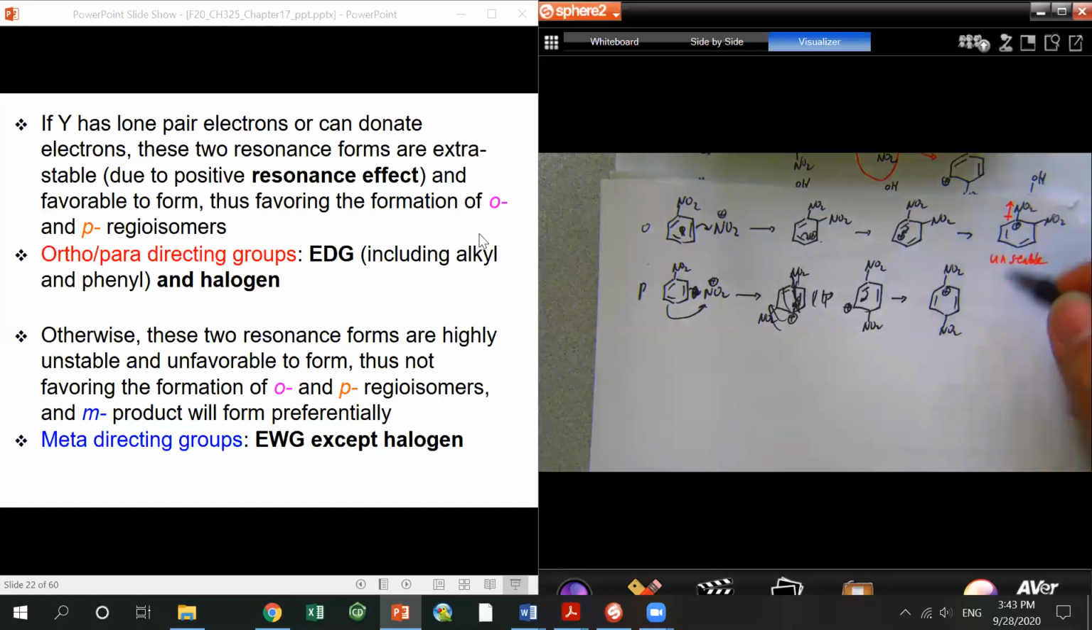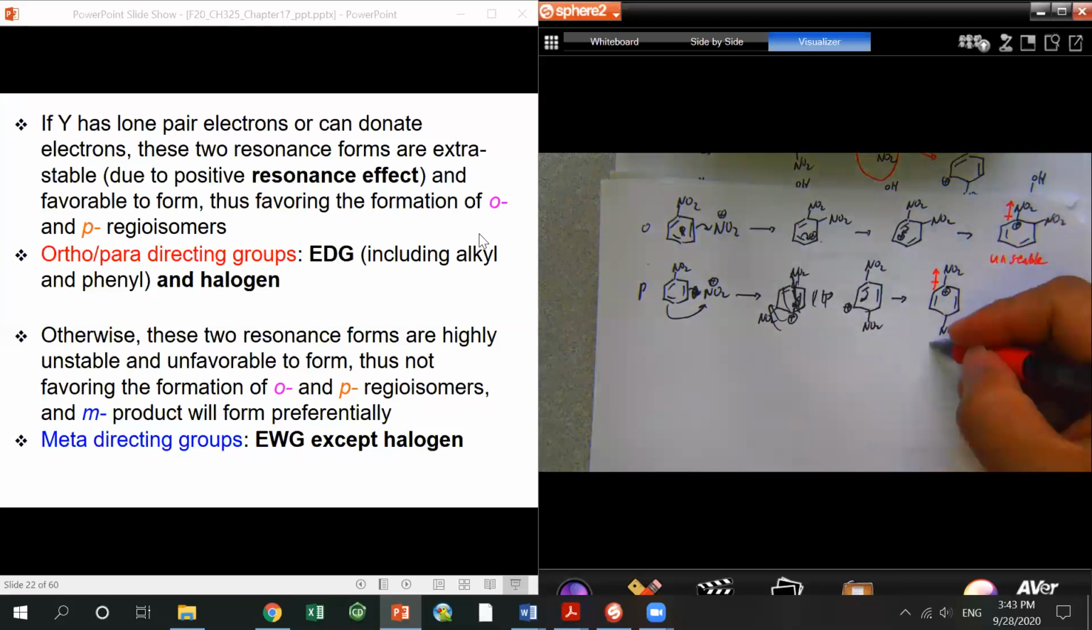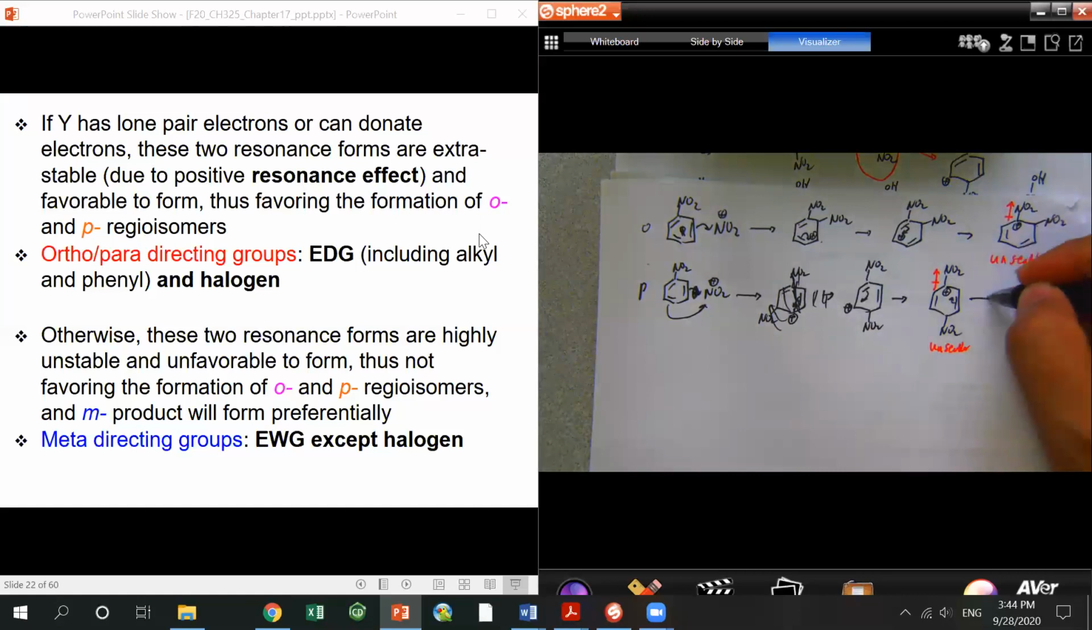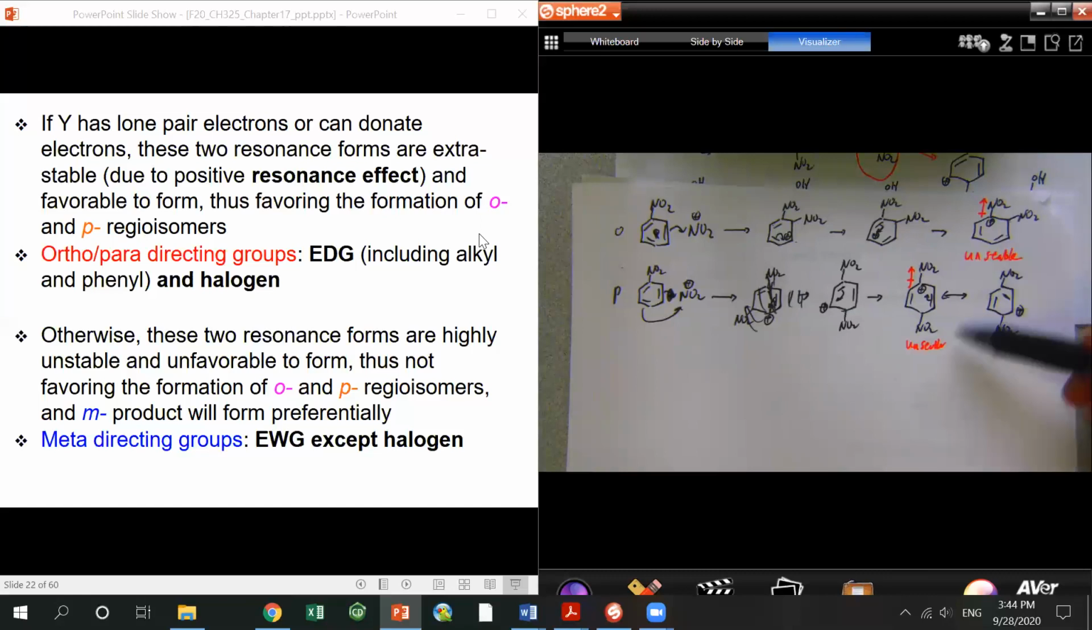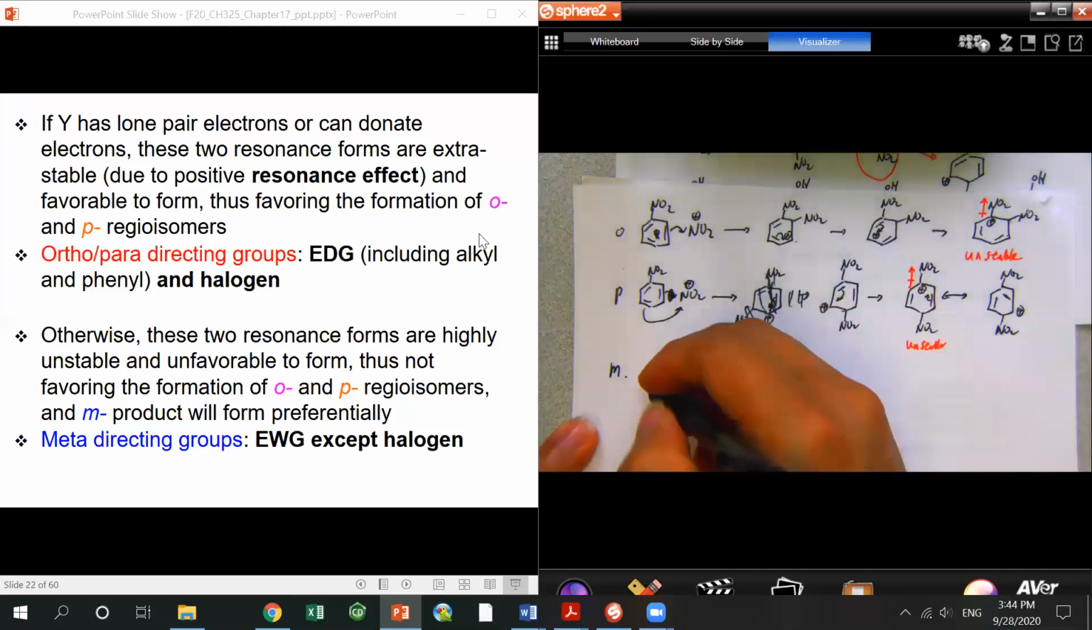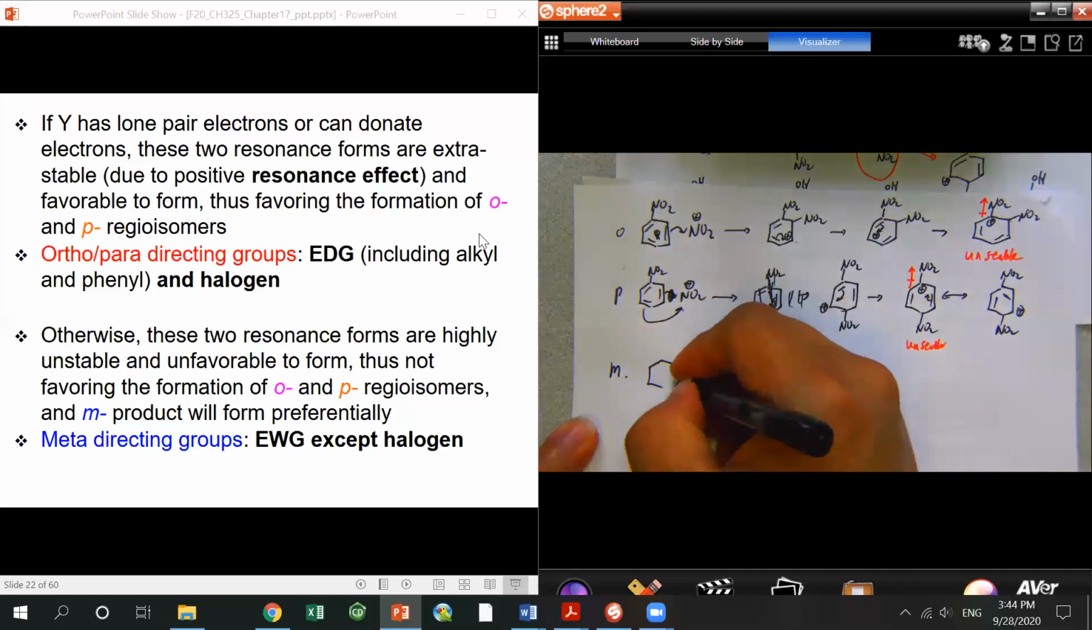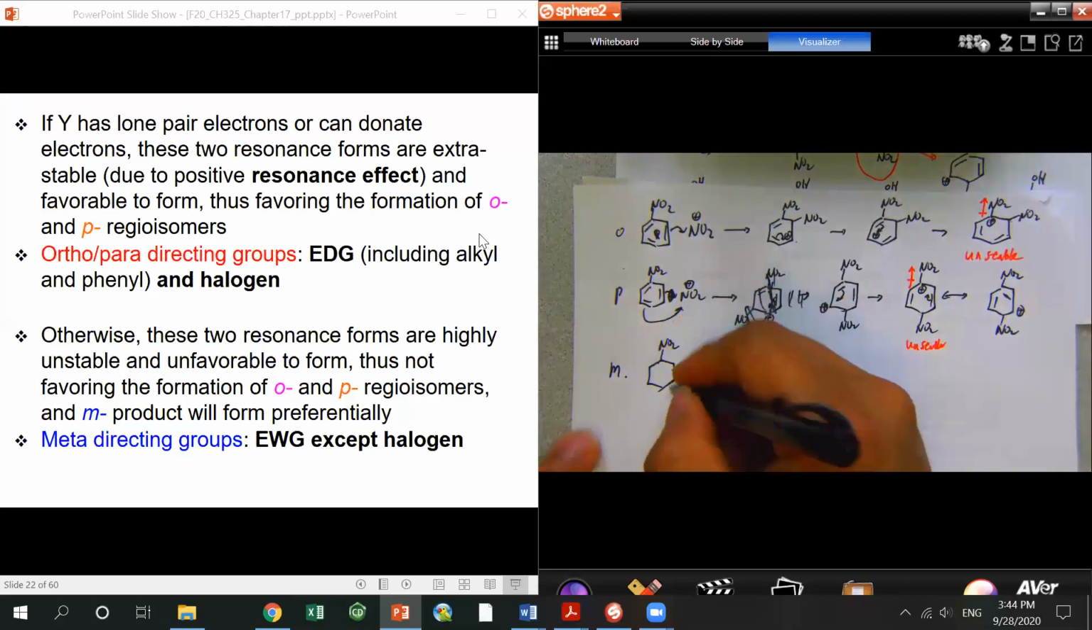This one is extremely unstable, and certainly you can draw another one. So for both ortho and para, you generate very unstable resonance structures, putting the positive charge on the carbon with the nitro group attached. But if you draw the meta product, you won't generate such an unstable intermediate.